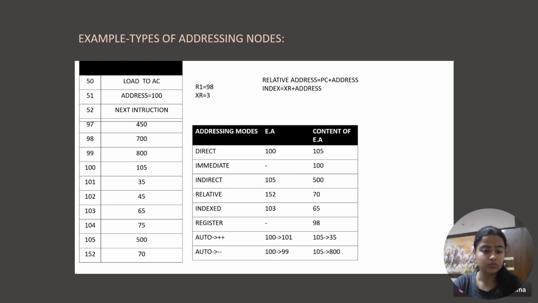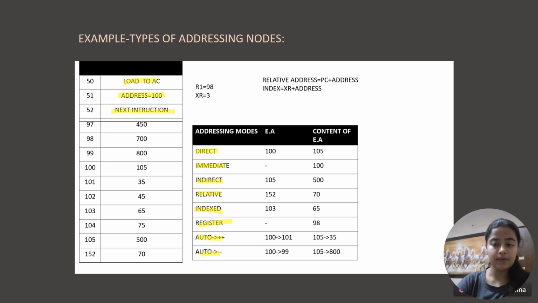So the first that we have is direct, immediate, indirect, relative, indexed, register, auto increment, and auto decrement. The address given to us is 100, and whatever the instruction is, you need to load to the AC, and here we have the program counter. So let us now go on one by one with the effective address for each.